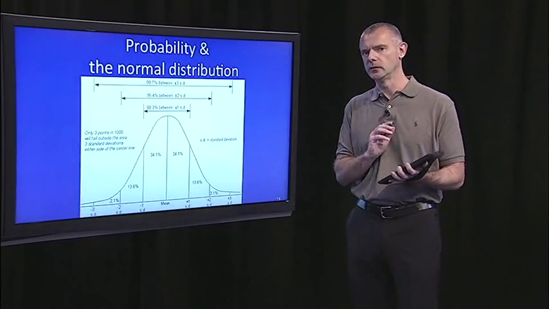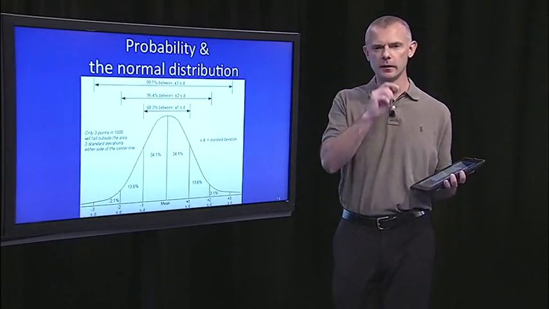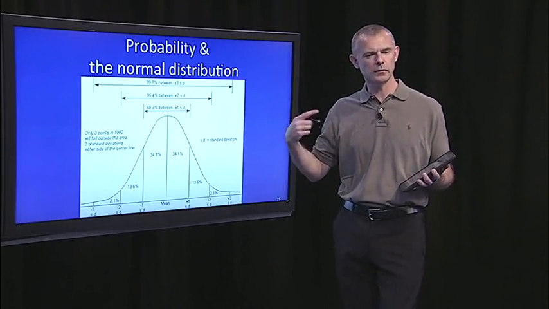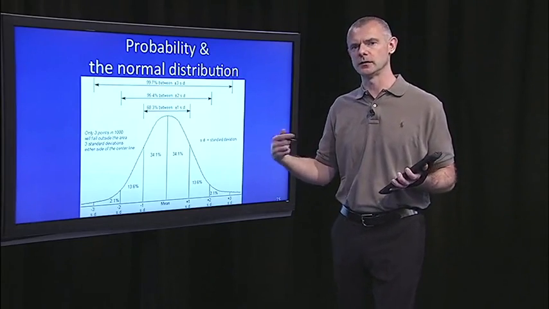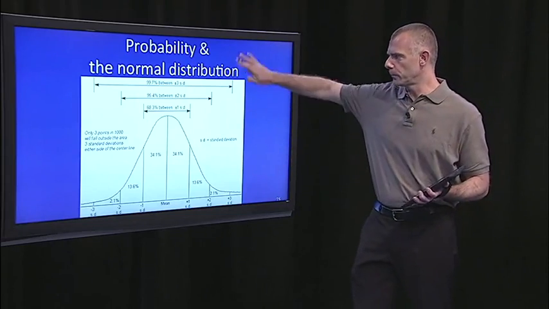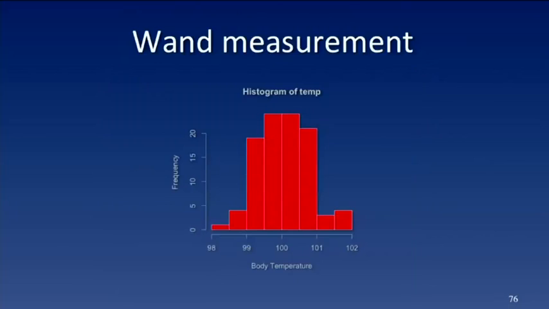What's interesting is when you combine the ideas in probability theory with what we know about the normal distribution, then you can start to engage in inferential statistics. And let me show you how we do that. So we know certain properties about the normal distribution, if it's perfectly normal and if it's standardized. So I can start to ask slightly different questions about body temperature.